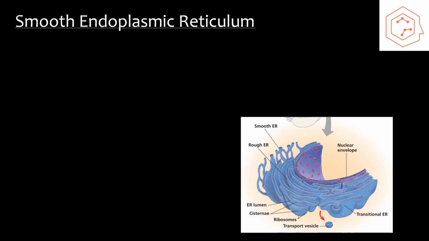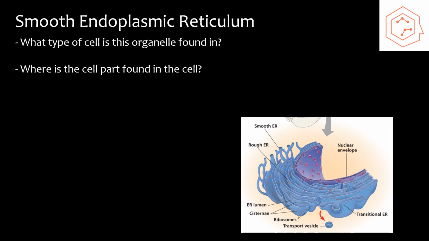The smooth endoplasmic reticulum is also found in all kinds of eukaryotic cells. It is a membranous structure found within the cytoplasm, similarly to the rough endoplasmic reticulum, but the difference is that it is smooth, meaning that there are no ribosomes embedded onto the surface.